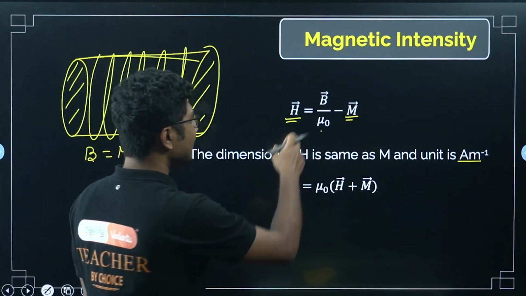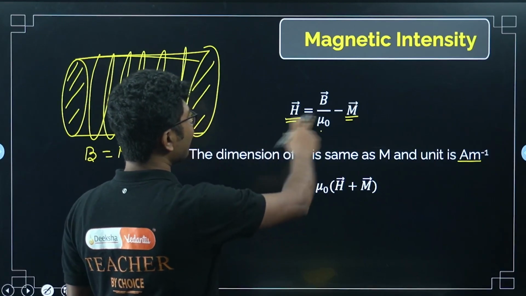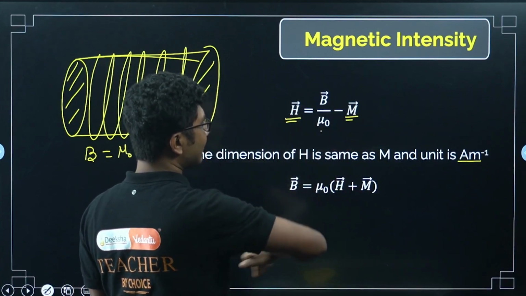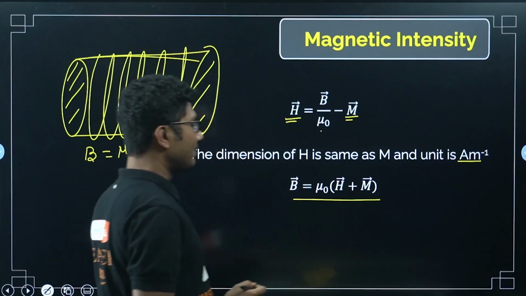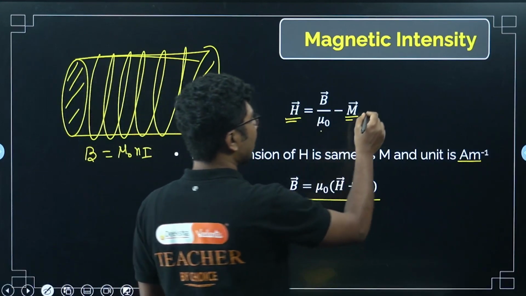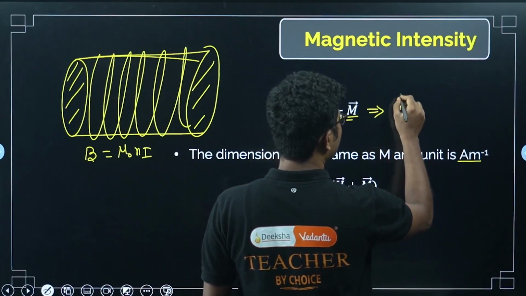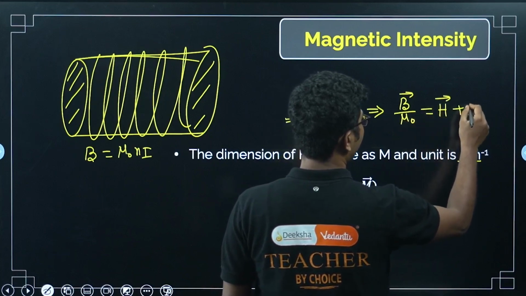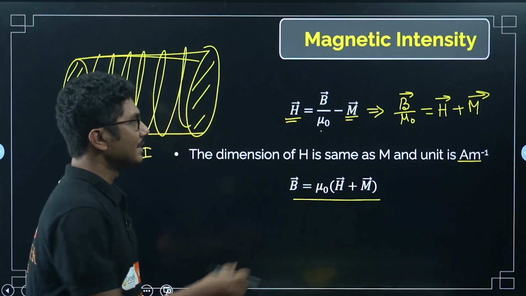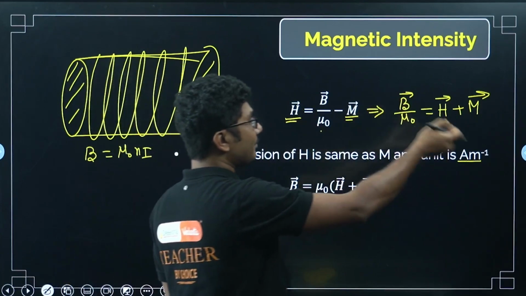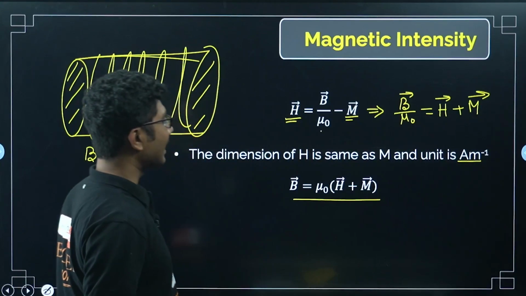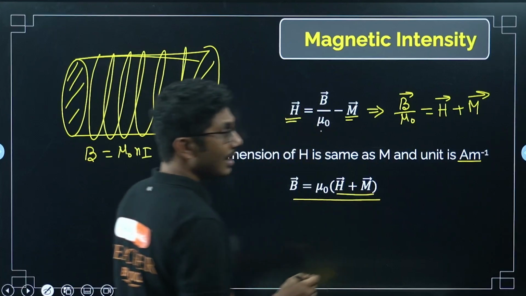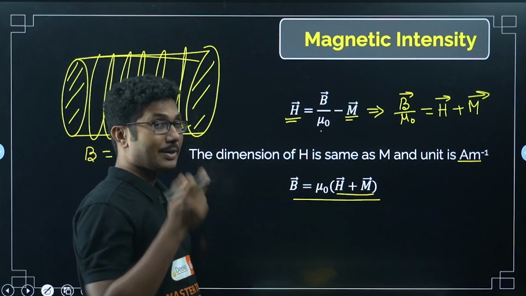And from this relationship, we can multiply everything by mu naught, and if we take mu naught M to the left hand side, then we can write B equals mu naught (H plus M). In other words, B by mu naught equals H plus M, right? So we can calculate B as mu naught times (H plus M). So H plus M together, multiplied by mu naught, gives the magnetic field.